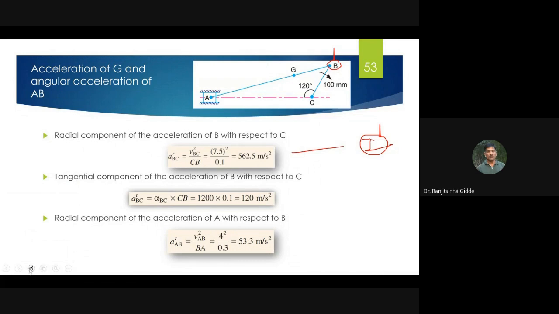Then next, the tangential component of acceleration of B with respect to C. You can calculate and write it, or just write there number 2.